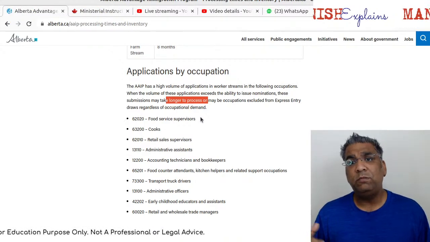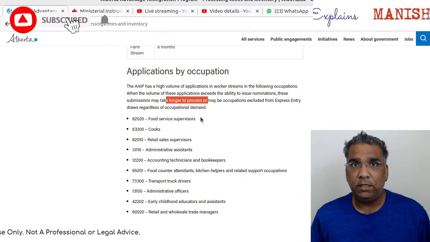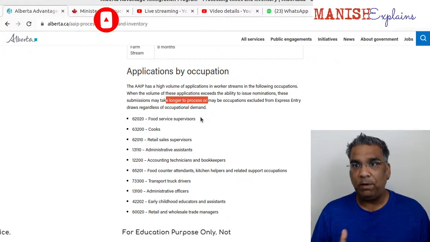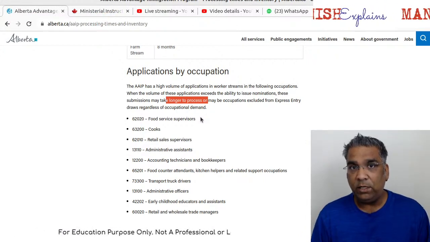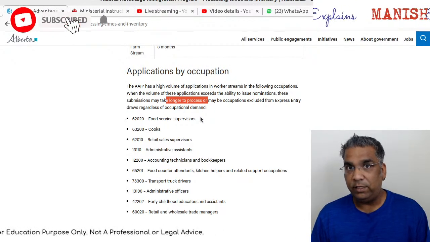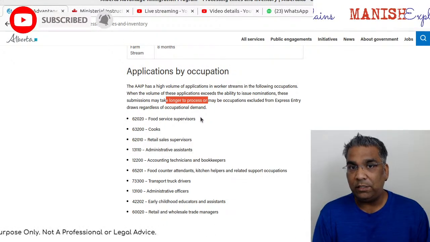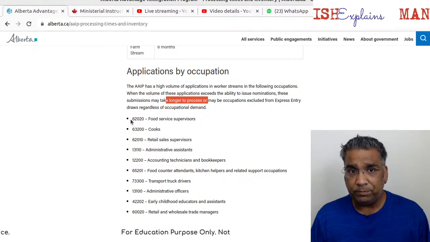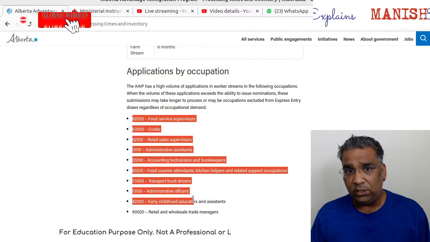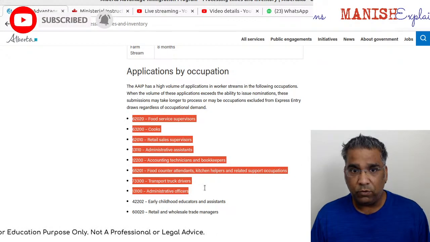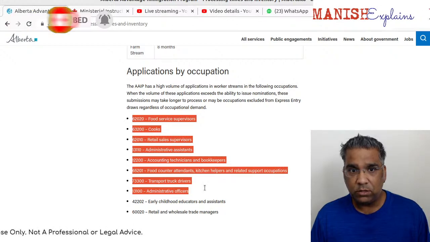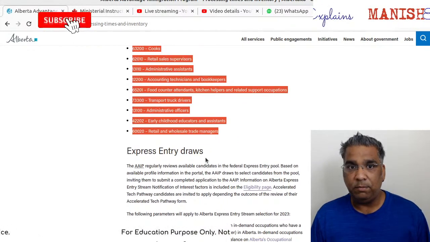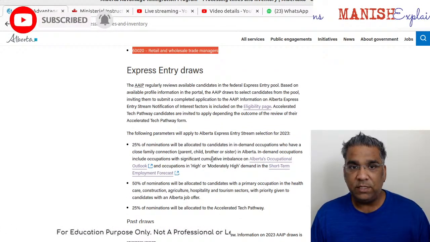Plus, it's also possible that Express Entry might exclude these particular NOCs. So if you are in these NOCs, already applied and wondering why your application is not getting picked up, this might be the reason: your occupation could be considered high in demand. Okay, so look into that. There are 10 NOCs which are considered high in demand. Then Express Entry draws.